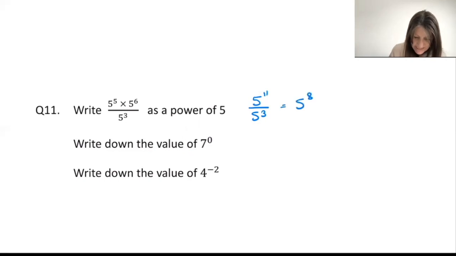5 to the 8. Anything raised to the 0 is 1. And here we have that negative, which means we've got a small number. That tells me it's a reciprocal. We're putting it over 1. 4 to the power of 2 is going to give me 1 over 16.